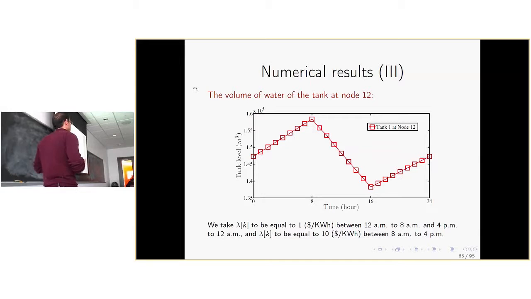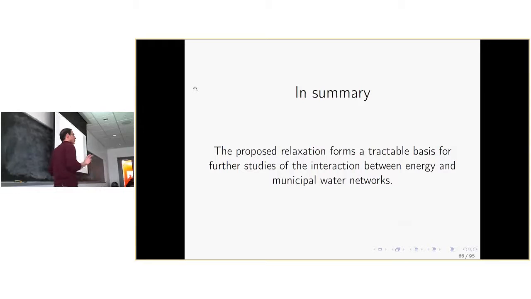So now the question is why I kept this small network. I tried to compute the same results by using some solver which says that it can solve mixed integer nonlinear programs. Even for this small network, it took maybe more than 1 hour to solve the problem. However, this mixed integer second order cone relaxation can solve the problem in maybe a few seconds. So basically the message here is that we propose a tractable basis for further studies of interaction between water and energy in water supply networks.